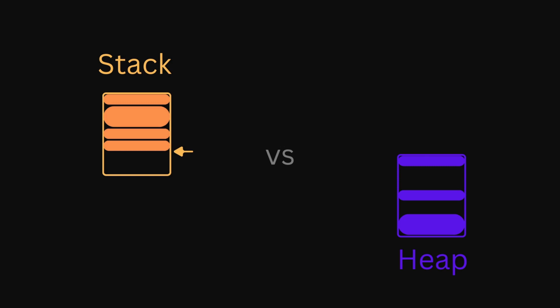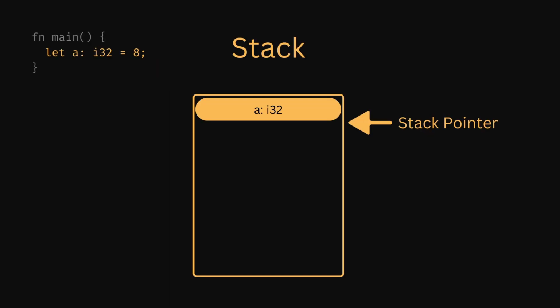In order to explain to you how ownership works and why we need it in the first place, I need to explain to you the way a computer manages memory. And for this, we have two memory management models, which are the stack and the heap. Let us first look at the stack because it is somewhat simpler.